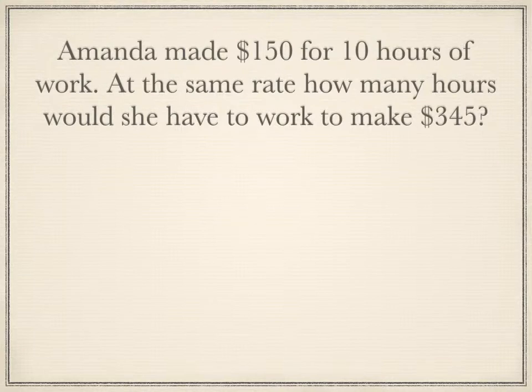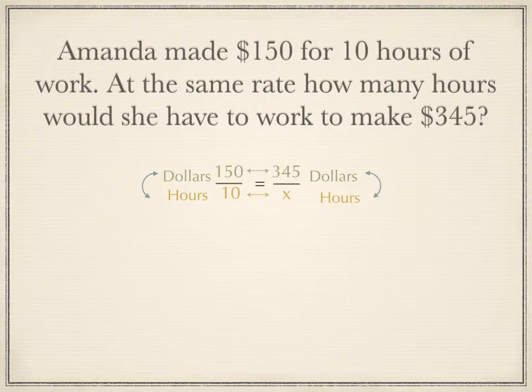Okay, then question 3. We get Amanda made $150 for 10 hours of work. At the same rate, how many hours would she have to work to make $345? So once again, this is one that's easily solved with a proportion. We have 150 for 10 hours, and I put dollars over hours, and those are related because that's what it told us, 150 for 10 hours. And then on top, I've also got to put dollars, which is 345, divided by the hours. And in this case, we don't know what our hours is, so we're going to put an x.